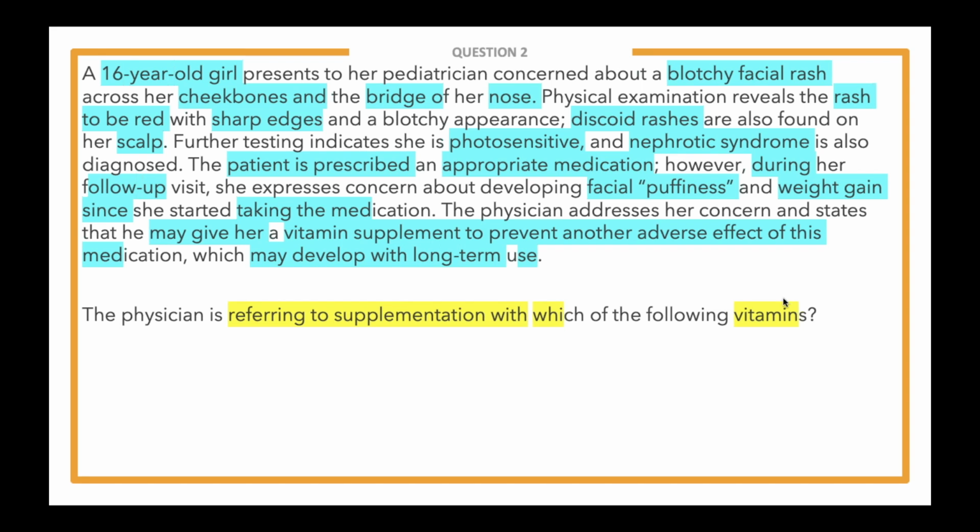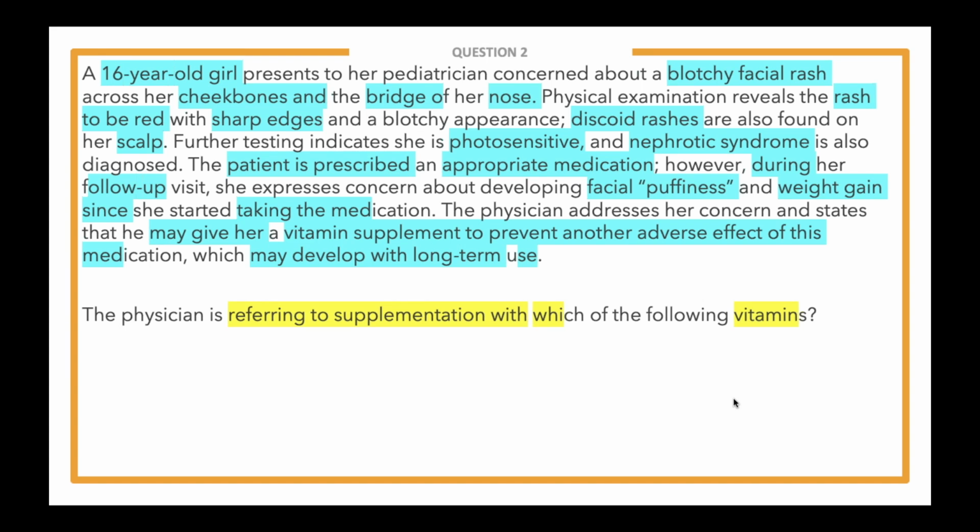And then, so that would be step number 1, what's going on, what's the disease, what's the condition. And then step number 2, maybe what was prescribed to her. They said that she was prescribed an appropriate medication. So what was that medication that was prescribed? And then 3, maybe what is a vitamin supplement, or actually, I would say this could even be a 4-step question. So the third step is what's another side effect of this medication? And then 4, what's a vitamin supplement that can help prevent that adverse effect?